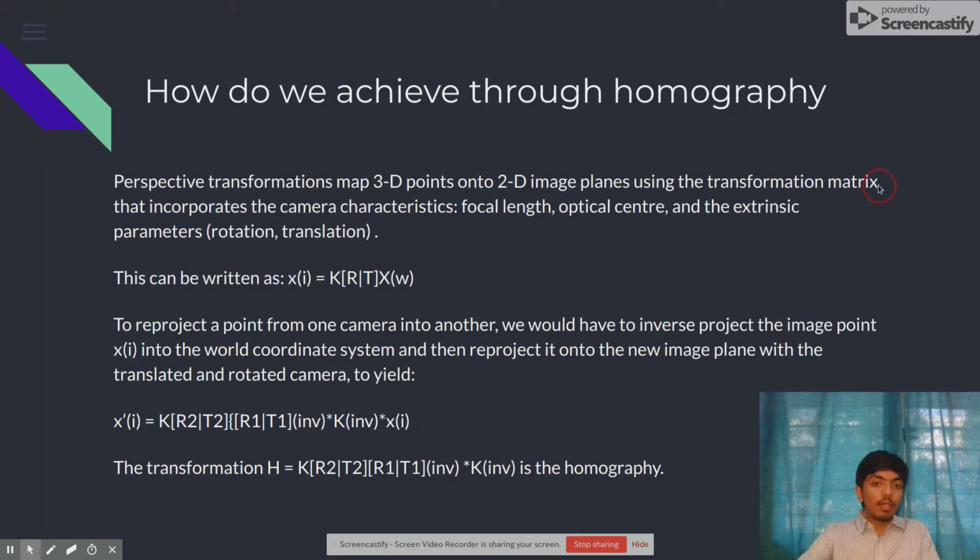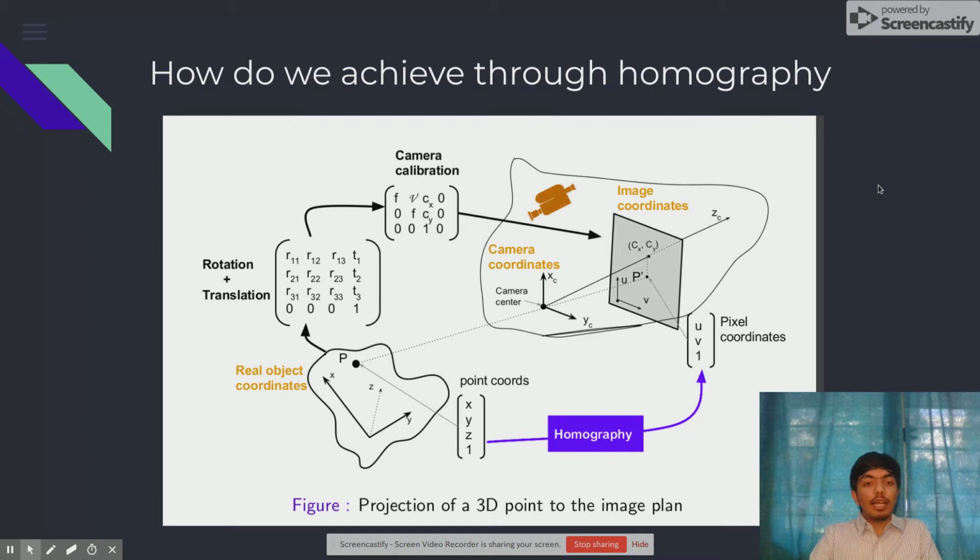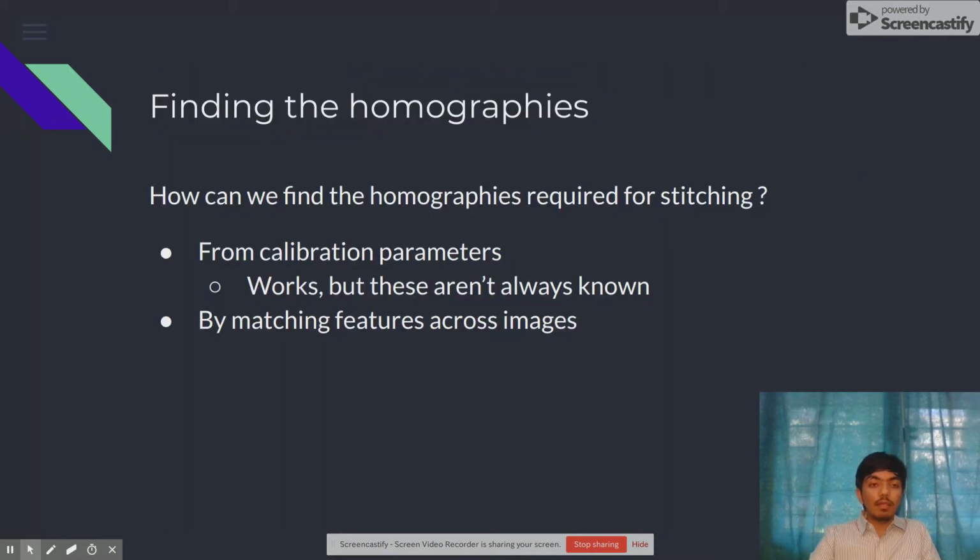So, as you can see in the given diagram, we have two images, and for this we have to use camera calibration, and applying the homography matrix, we can map the image from one camera to the other. This way, we can understand how to tackle the case of redundant points while stitching the two images. So, finding the homographies.